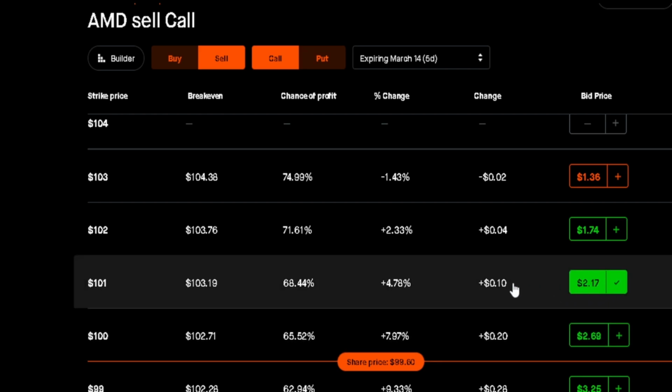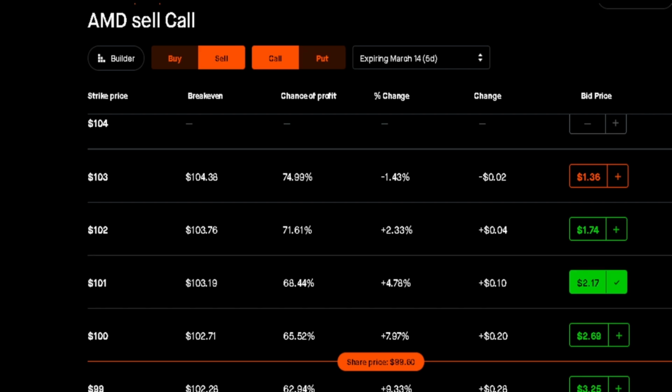So in this case, I would be paid $217 to sell a call option where I'm saying I'd be willing to sell my shares for $101 per share if the stock price goes above 101 by the stock market close on expiration date. Now, the last step is to get those shares called away and repeat the process.